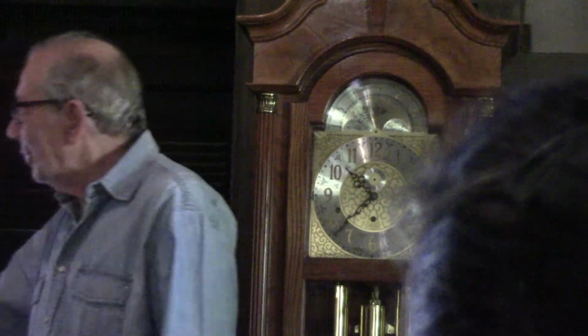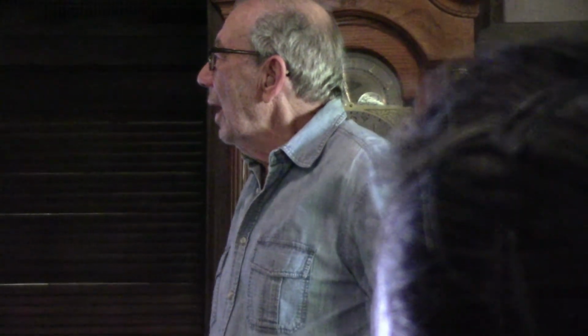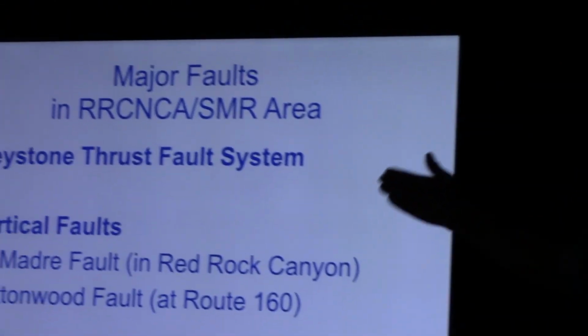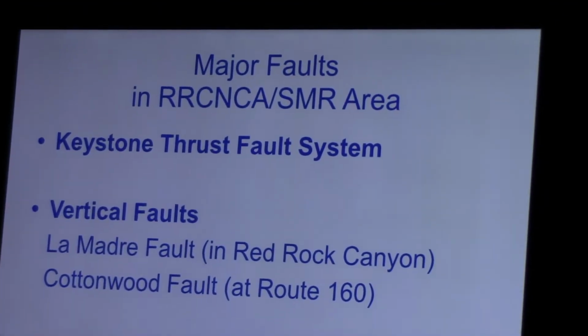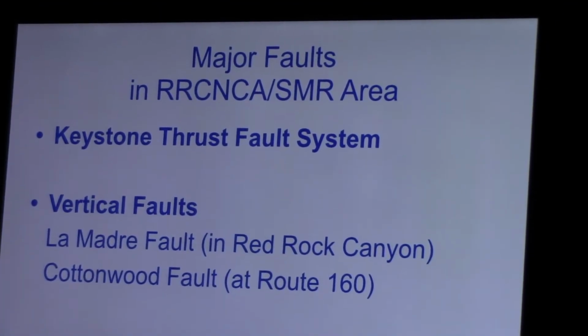So he and me almost went off the cliff, and dinosaurs don't give up their secrets easily. Next slide. It's a memorable experience. So just a couple more subjects. The Keystone thrust fault system. There's vertical faults, and then there's the Keystone thrust fault system. We already talked about it quite a bit. Next slide.